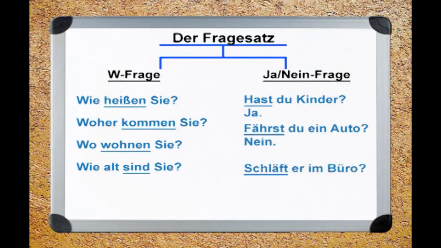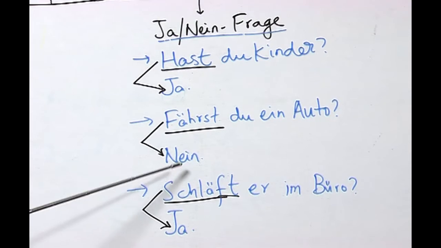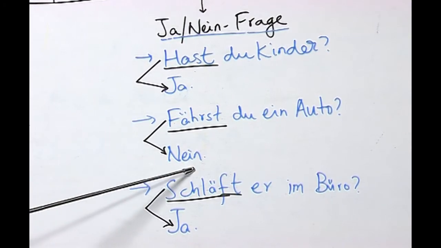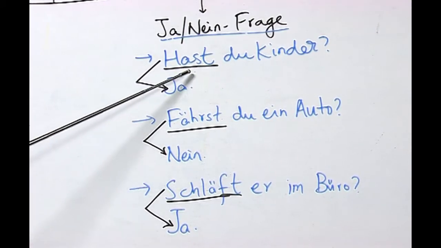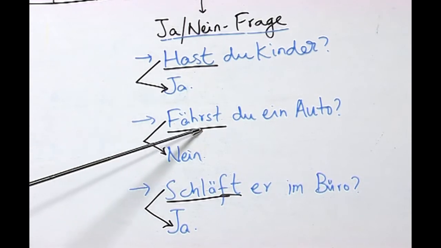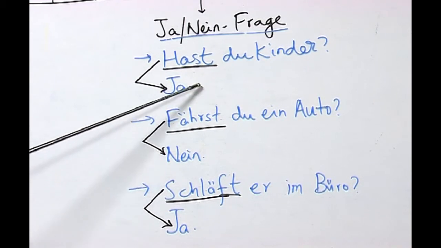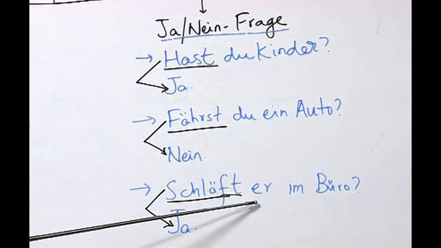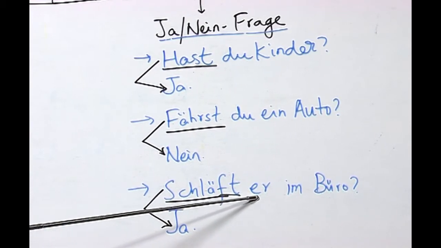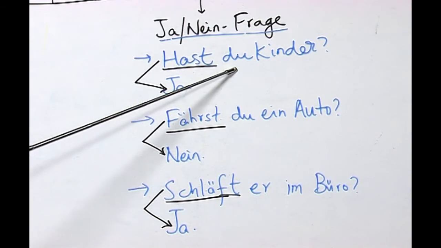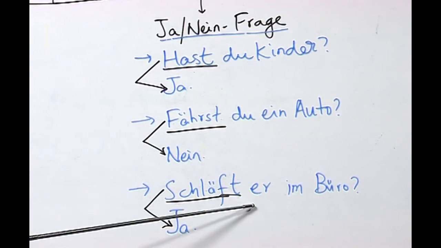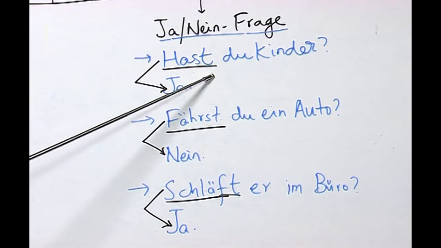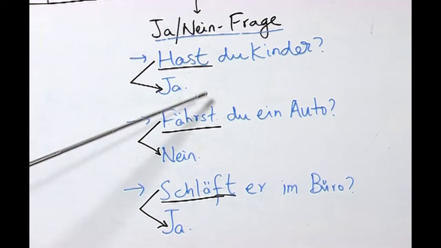Does he sleep in office? Yeah. Now, as you can see, these questions generate either the answer yeah, which means yes, or nein. And look at the position of the verb here. The verb, as you can see, is marked with black pen, and here it is at the first position, and it is conjugated according to the pronoun which is here. So, here we have the pronoun du, here also the pronoun du, and here we have the pronoun er, and the respective verbs are conjugated according to them.